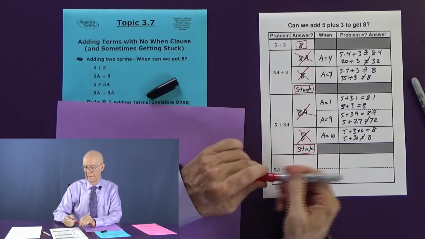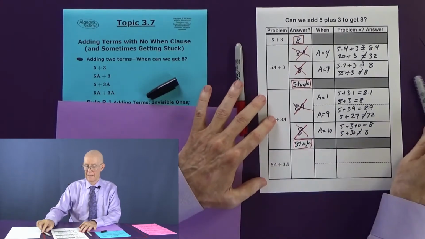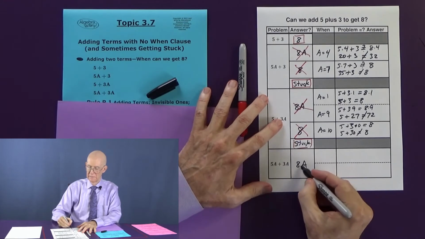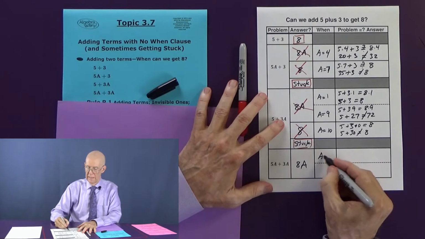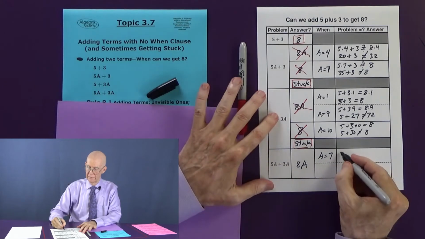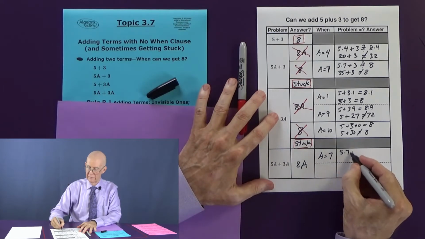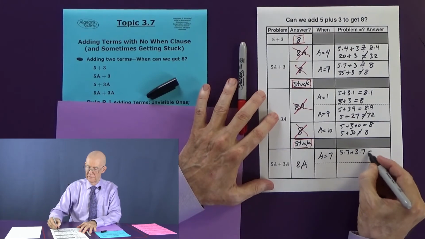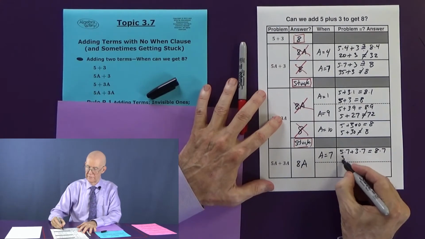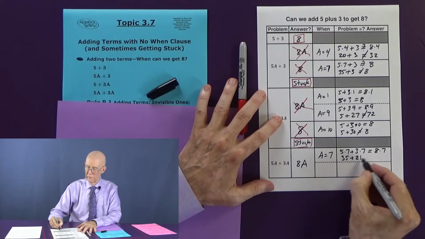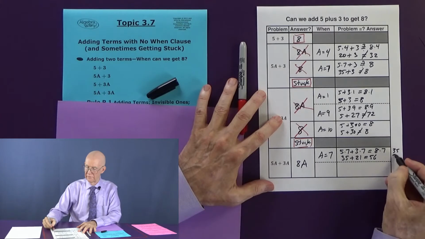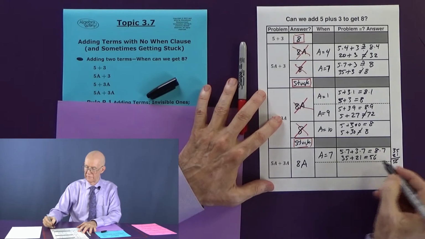Same here. What about this one? They both have a in them. Would that make 8a? Let's see. Let's try this when a equals 7. Okay, putting the 7 in here for a, I'm going to get 5 times 7 plus 3 times 7 equals 8 times 7. Does that work? This is 35 plus 21 equals 56. Let's see, 35 and 21. Yeah, that's 56. That works.